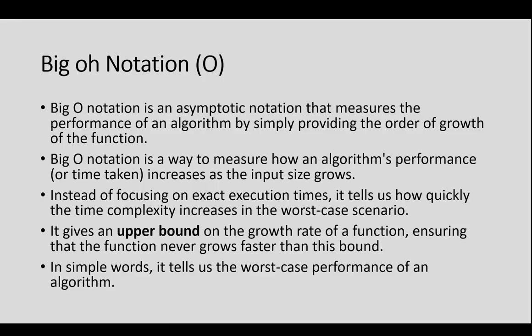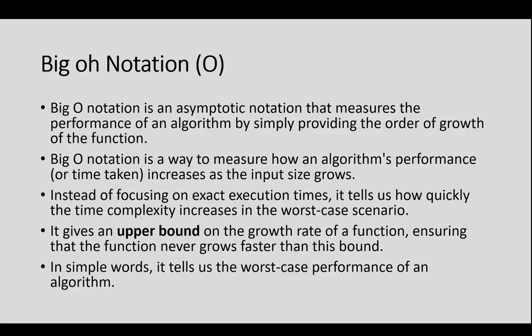Instead of focusing on exact execution times, it tells us how quickly the time complexity increases in the worst case scenario. Got it? So Big O notation is specifically for what? Worst case scenario. And it gives an upper bound. One more thing: it gives the upper bound on the growth rate of a function. Upper bound on the growth rate of a function means I have a function, and I have to check for the worst case scenario. And this O notation will give us the upper bound.